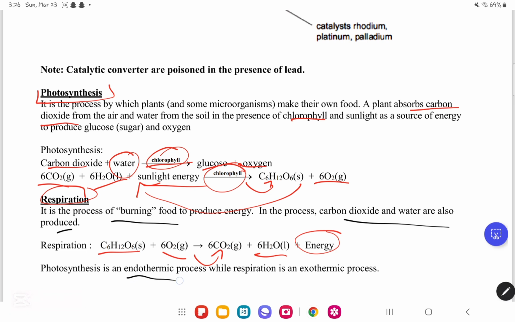Now, they said photosynthesis is an endothermic process. It's endothermic because it has energy on the reactant side, and respiration is an exothermic process. It's exothermic because it has energy on the product side.